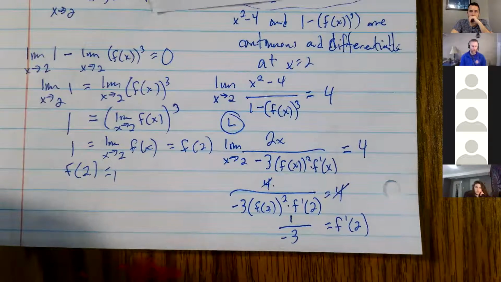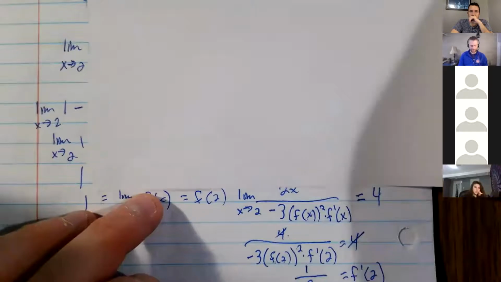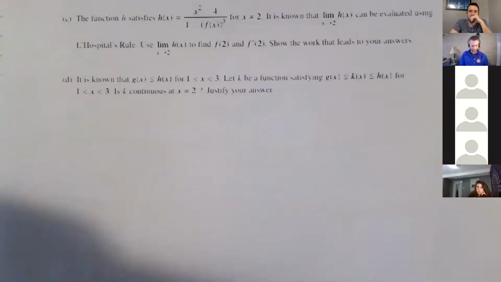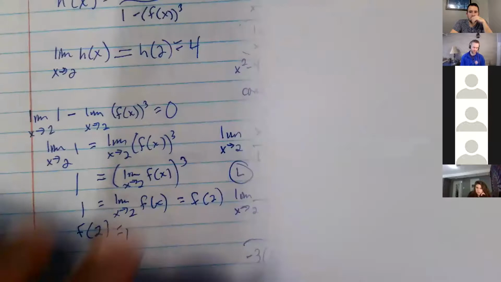All right, so that is part C. All right, and then part D. It is known that g of x is less than or equal to h of x for x between 1 and 3. Let k be a function satisfying g of x is less than or equal to k of x, which is less than or equal to h of x for x between 1 and 3. Is k continuous at x equals 2? Justify your answer. All right, so remember, definition of continuity.